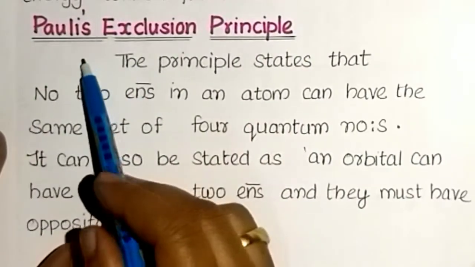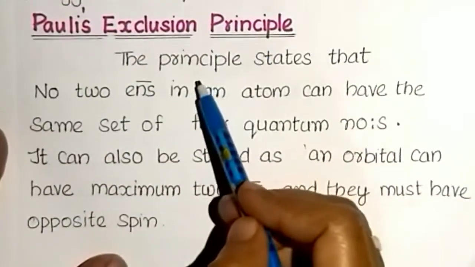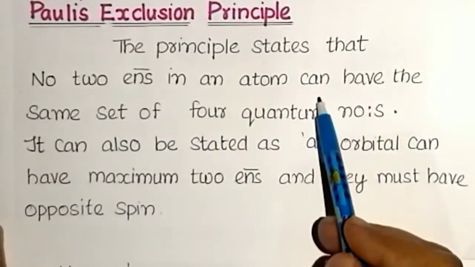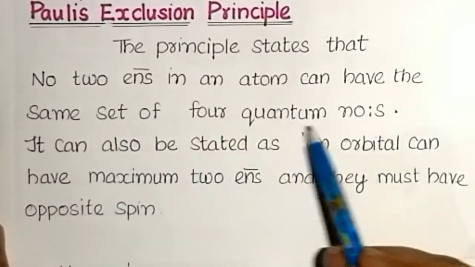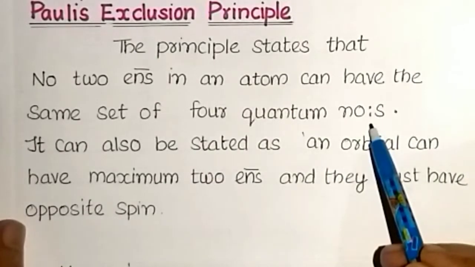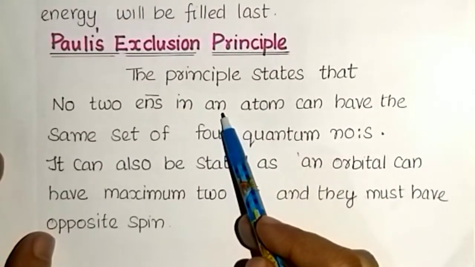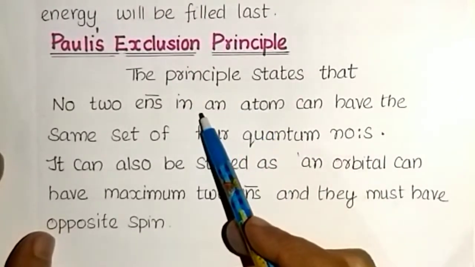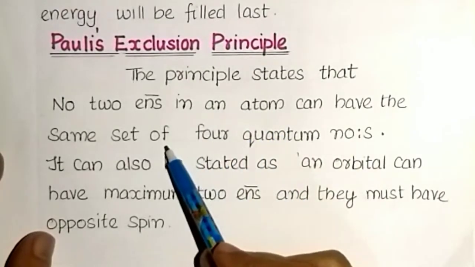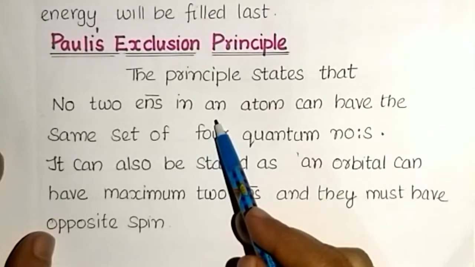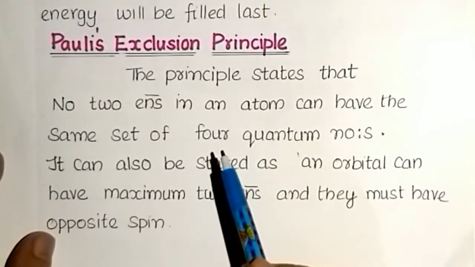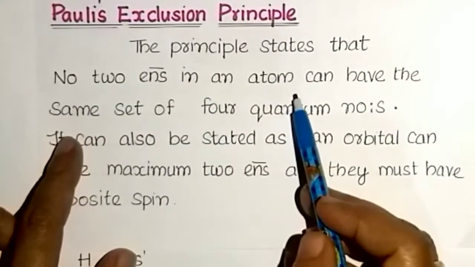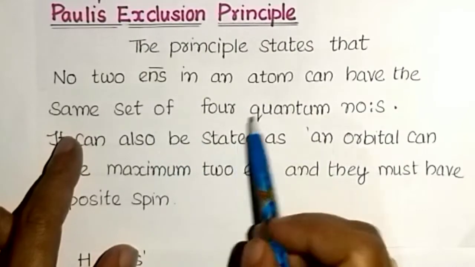Next one is Pauli's exclusion principle. The principle states that no two electrons in an atom can have the same set of 4 quantum numbers. That means 4 types of quantum numbers are there. What are they? Principal quantum number, subsidiary quantum number, magnetic orbital quantum number, and spin quantum number. So, in an atomic orbital maximum 2 electrons are accommodated. Then if 2 electrons are in an atomic orbital, they cannot have the same set of 4 quantum numbers.